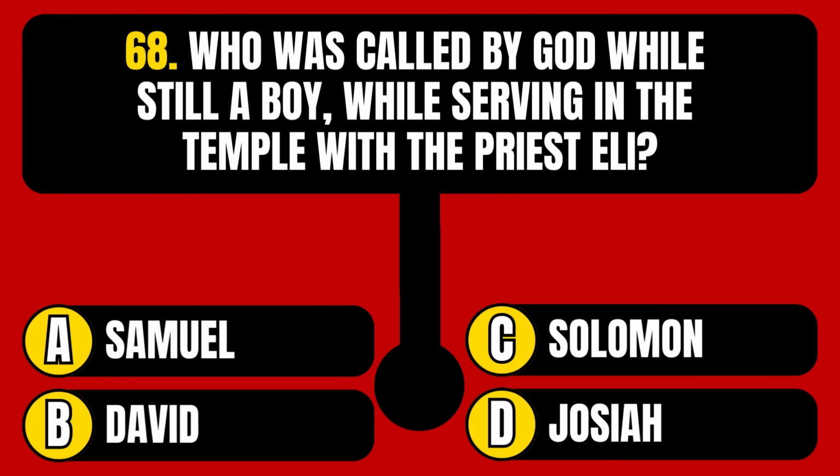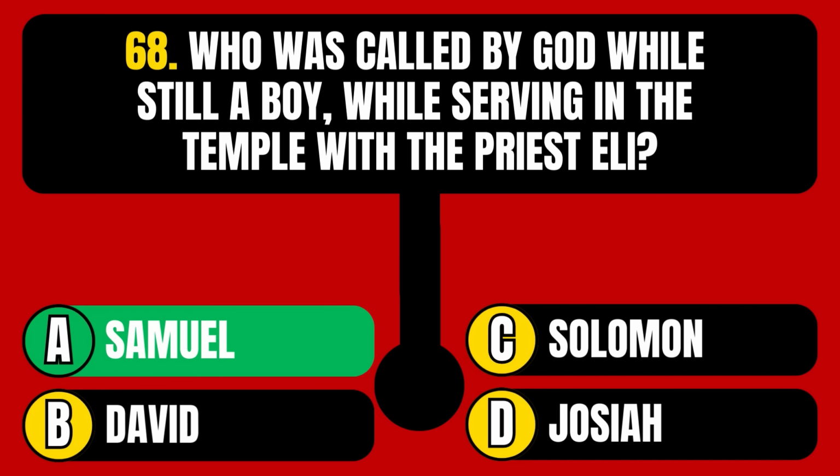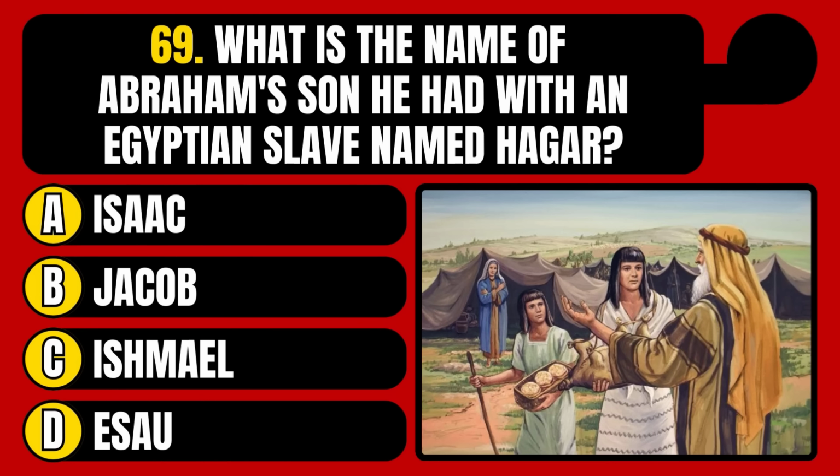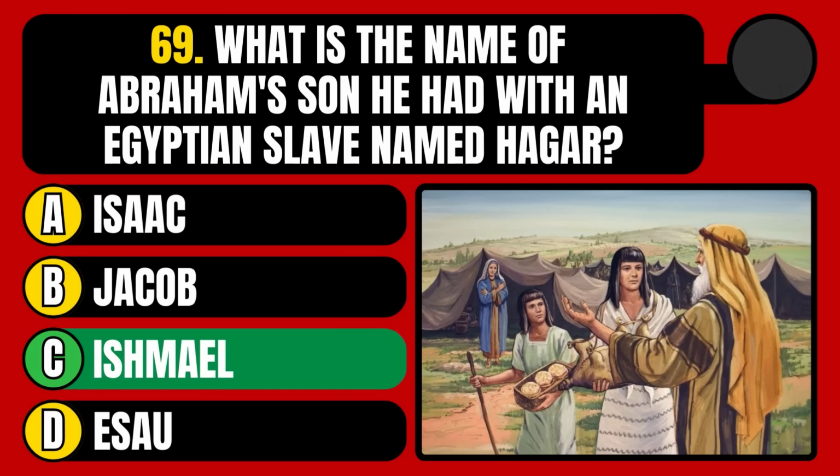Who was called by God while still a boy, while serving in the temple with the priest Eli? Samuel, David, Solomon, or Josiah? The correct answer is option A, Samuel. What is the name of Abraham's son he had with an Egyptian slave named Hagar? Isaac, Jacob, Ishmael, or Esau? The correct answer is option C, Ishmael.